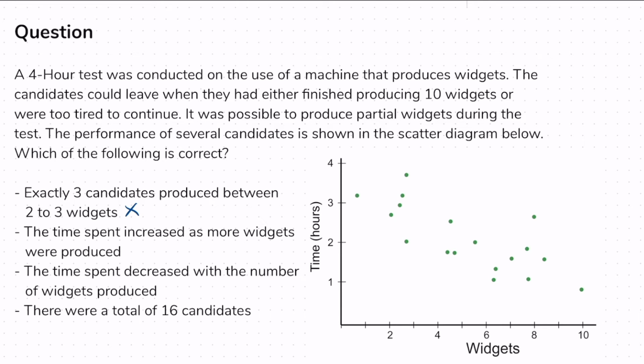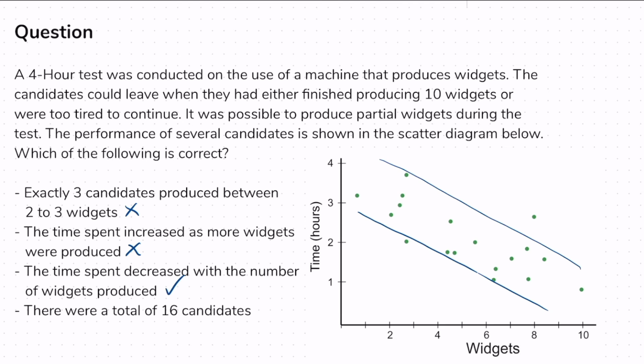The time spent increased as more widgets were produced. So what we would expect to see then is this kind of positive relationship. And that's not what we're seeing, right? If I were to put 2 bars kind of roughly around the outside, we'd see that it's going down. It has a negative relationship. So this one's also not true. It's not the case that the time is increasing as more are produced. In fact, the time is decreasing. It has a negative relationship, which is what this next one is, right? The time spent decreased with the number of widgets produced.